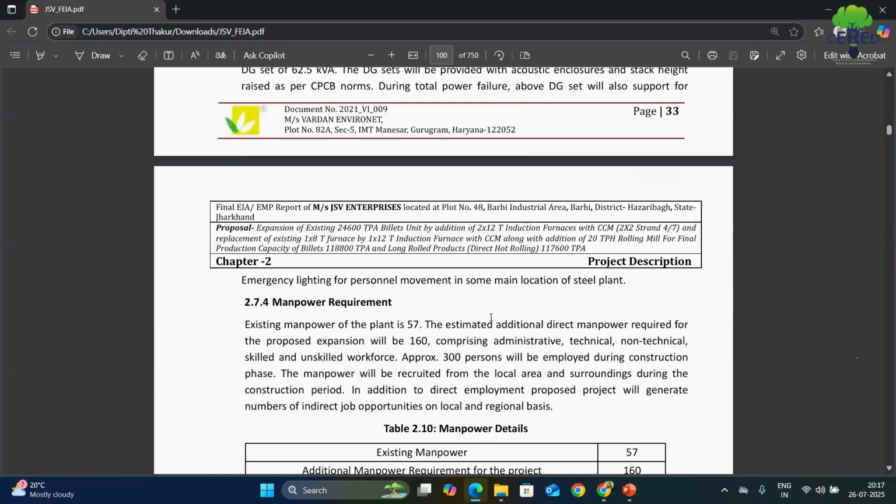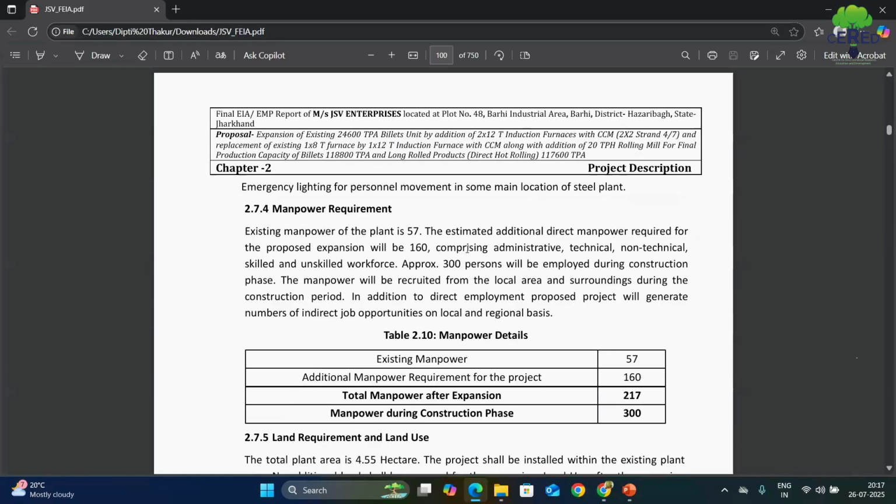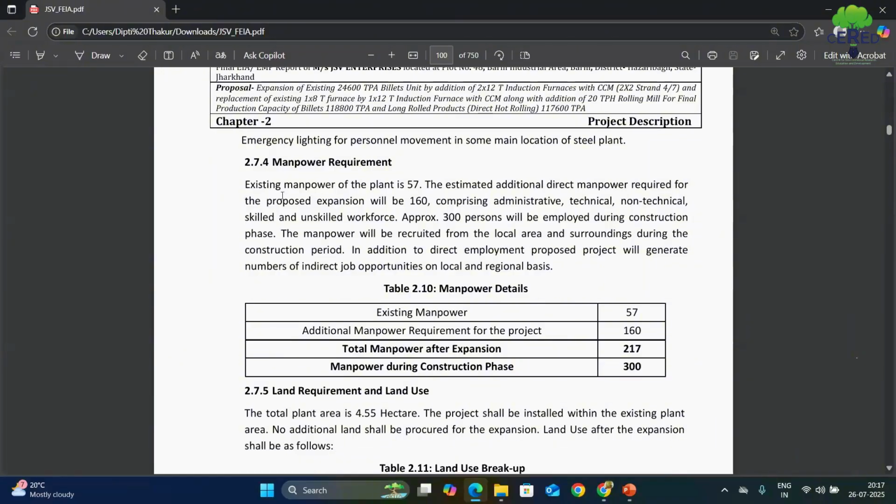Now, next is manpower requirement. If the industry is working, then existing manpower is 57, and after expansion, more manpower is required. So after expansion, 160 manpower is required for the overall project. So existing manpower is 57, additional manpower is 160, the total is 270. But during the construction phase, a few more manpower is required, so the overall manpower requirement is 300.